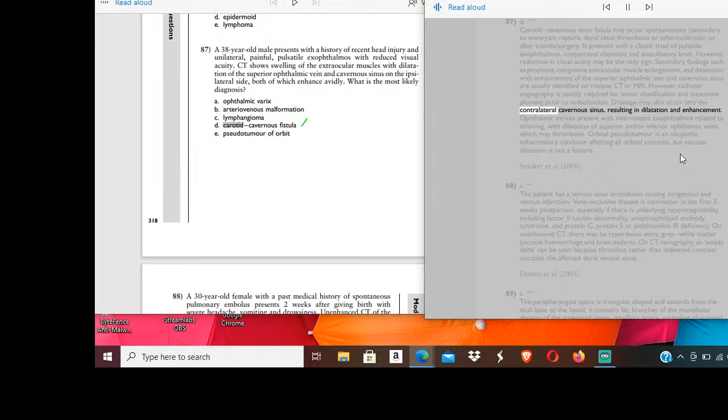Drainage may also occur into the contralateral cavernous sinus, resulting in dilatation and enhancement. Ophthalmic varices present with intermittent exophthalmos related to straining, with dilatation of superior and/or inferior ophthalmic veins, which may thrombose. Orbital pseudotumor is an idiopathic inflammatory condition affecting all orbital contents but is not vascular. Dilatation is not a feature. Smoker et al., 2008.